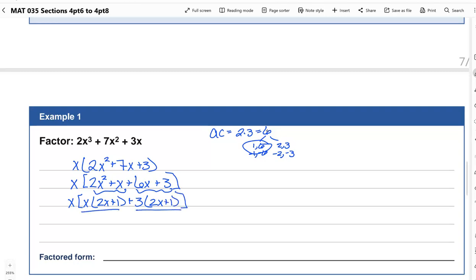These have that 2x plus 1 in common, so I have an x. That's just going to follow me down. I'm going to factor out the 2x plus 1. It's going to leave me with x plus 3. So there's my factored form.